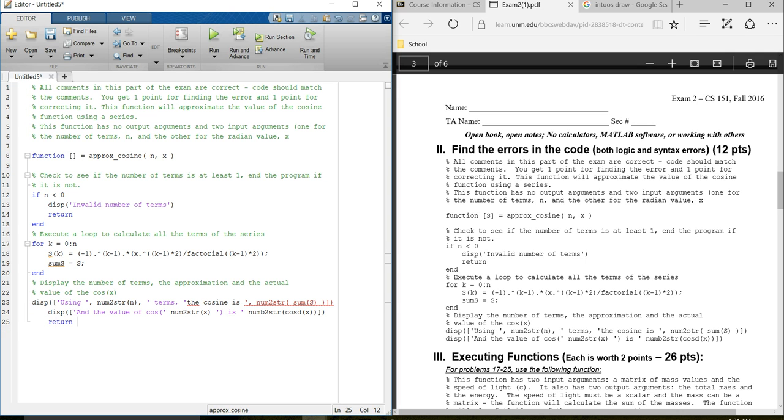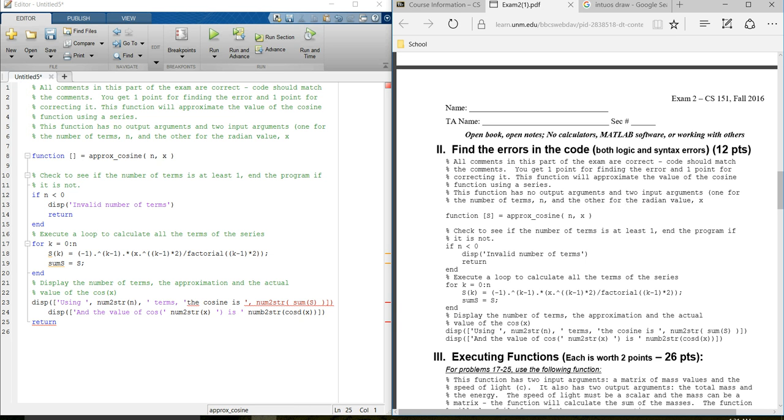No, return. But I want it to line up. I would say that's 2. I would count that as 2. One for the number of terms n and the other for the radian value x. And I remember we have to make sure it's radians. So we found 1. There's 2 for not putting in return.